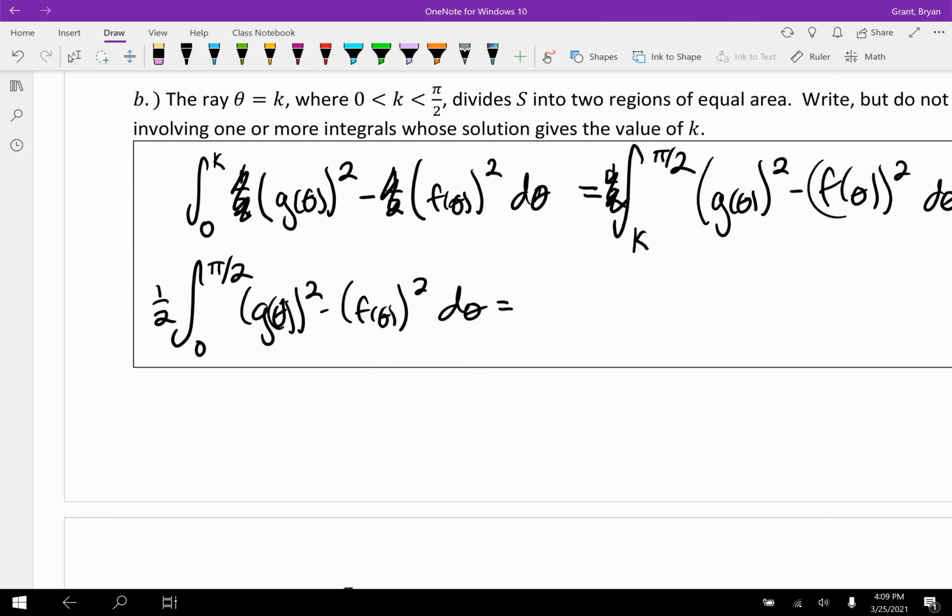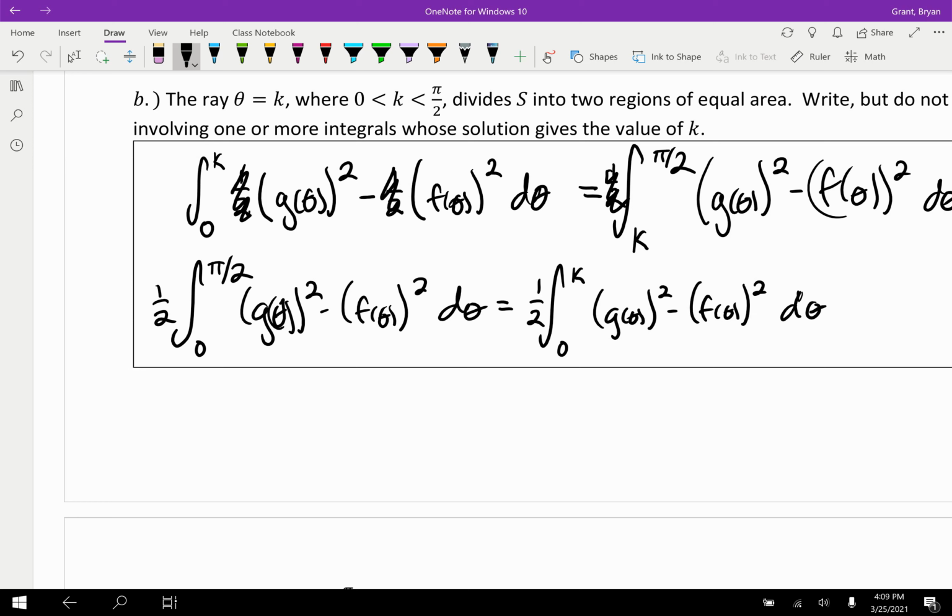Nope, wait, I lied. Well, let's just put in equals for now. We'll put an extra half in a second. Let's just do the area from 0 to k of 1/2. We should factor that one out front. g of theta squared minus f of theta squared d theta.